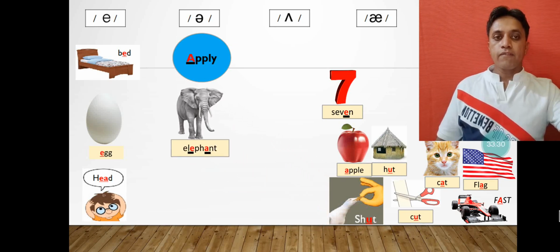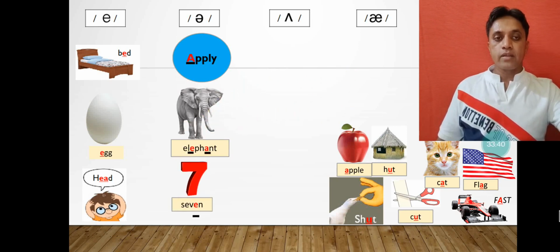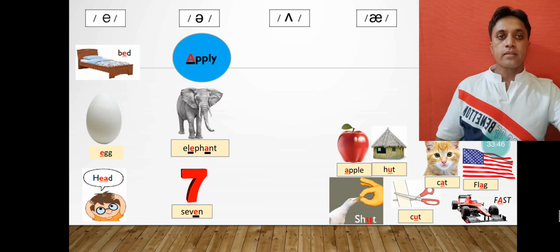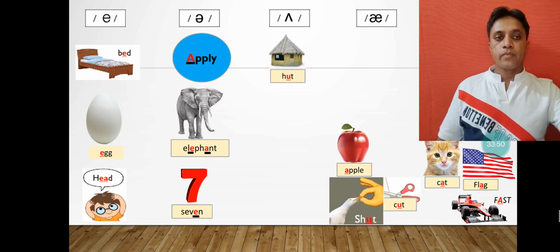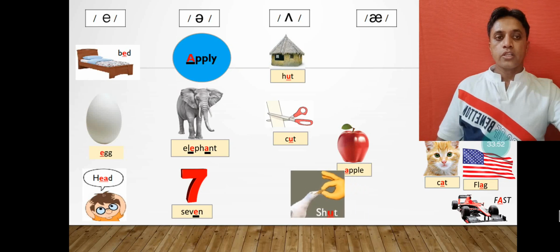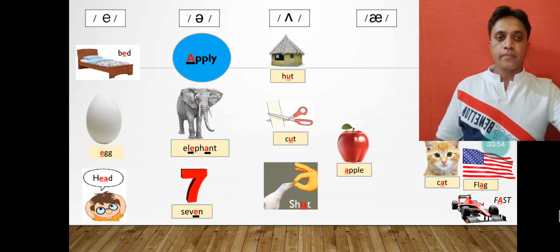Elephant. We have this sound 2 times in this word, after L and after H. The next sound is a little bigger than the schwa sound. Hut, cut, shut. That's all we have.